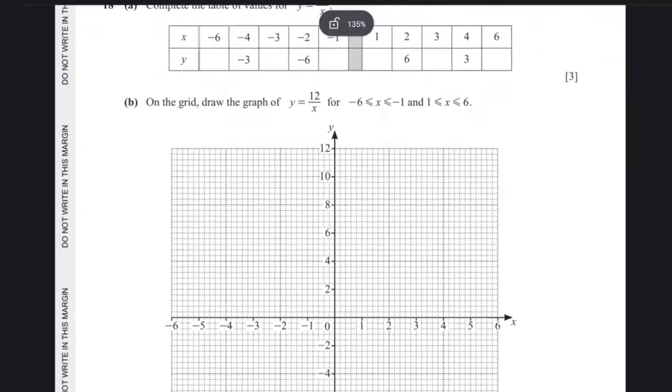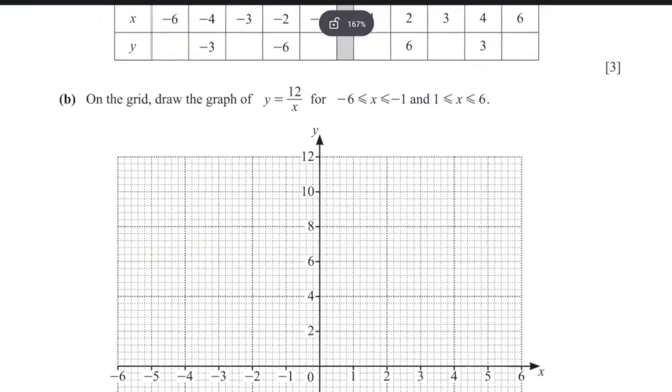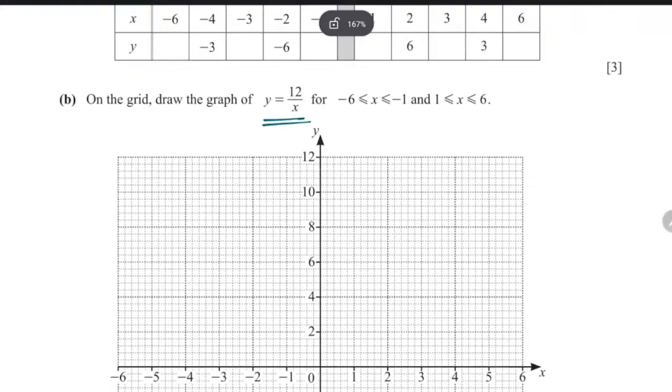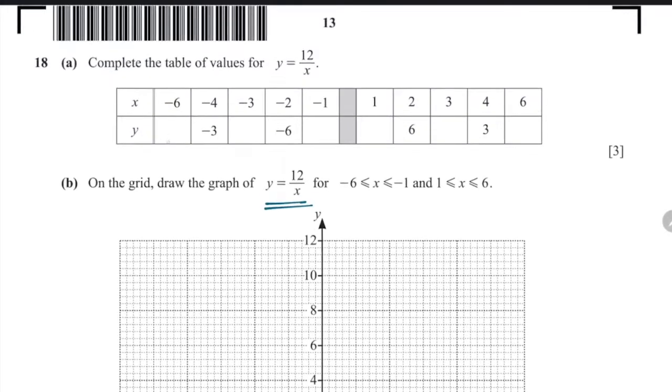Here, they tell you to sketch a graph. Find the graph of y is equal to 12 over x. Draw the graph. So you've got to be finding these values. You join them. Then you must know how to join the shape. Okay?